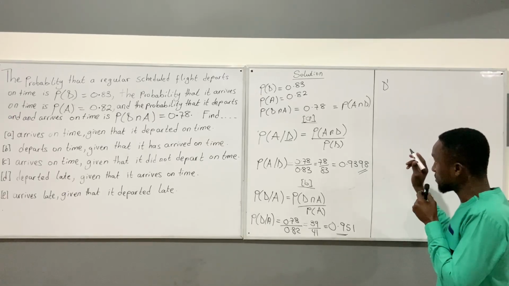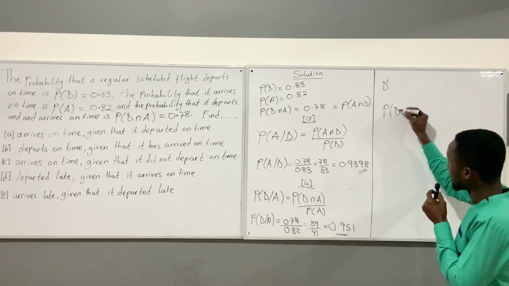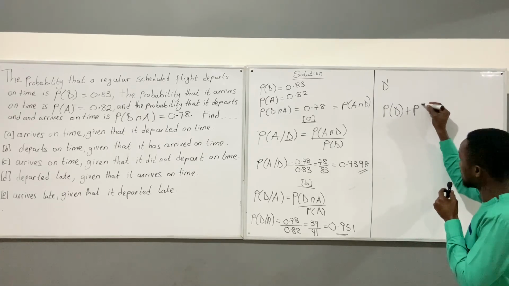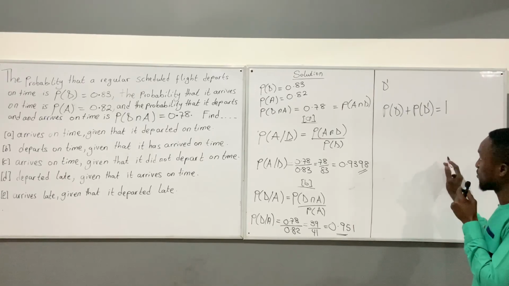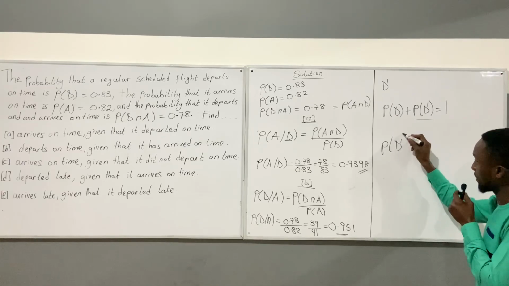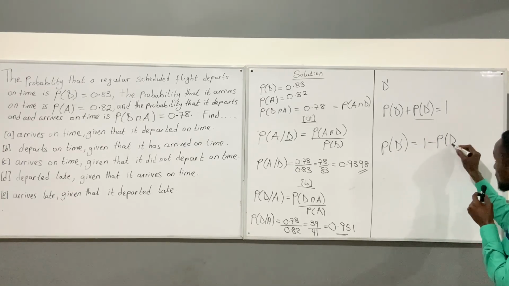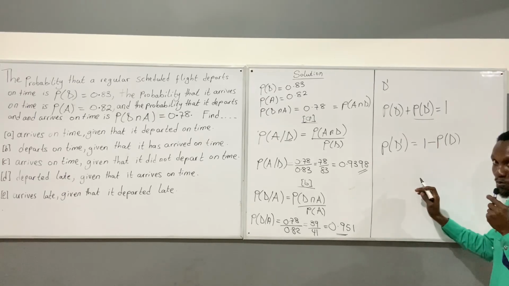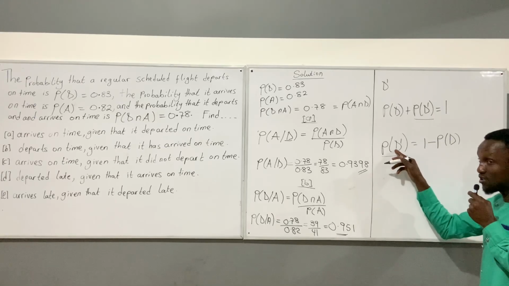Now, note that the probability that the flight departed on time plus the probability that it did not depart on time should give us 1. So if I want D complement, then I can have P of D complement is going to give me 1 minus the probability of D. I hope you understand. So that is how we can find the probability that it did not depart on time.